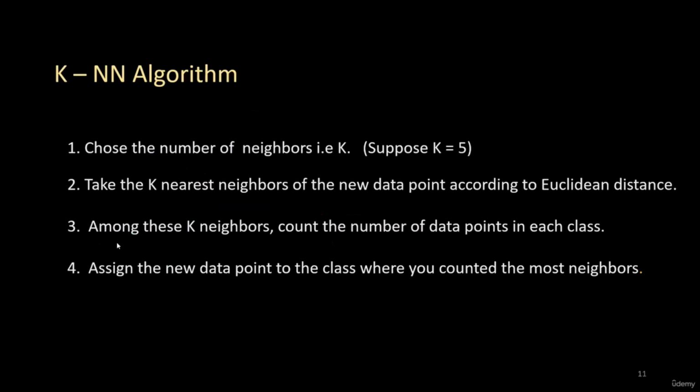Okay, now step 3 and step 4. When we have selected the k neighbors, or 5 neighbors as we have selected, then we count the number of data points in each class and assign the new data point to the class where we counted the most neighbors. Since we have selected k equals 5 in order to understand the KNN algorithm, we will select the 5 neighbors. If out of 5 neighbors, 3 belong to class A and 2 belong to class B, in that case, we will decide in favor of class A according to step 4.